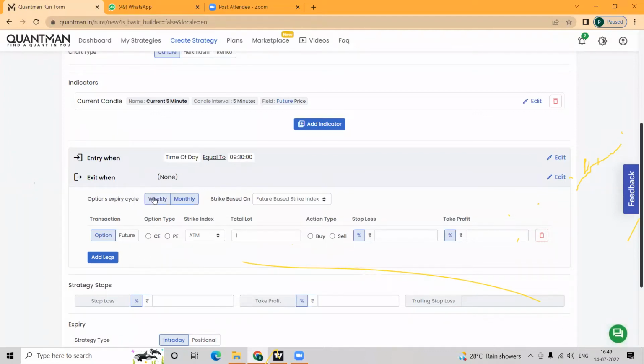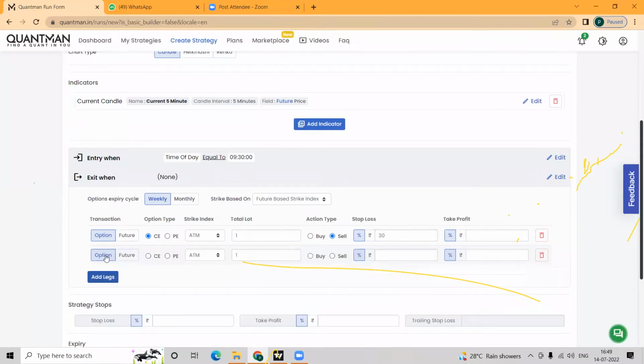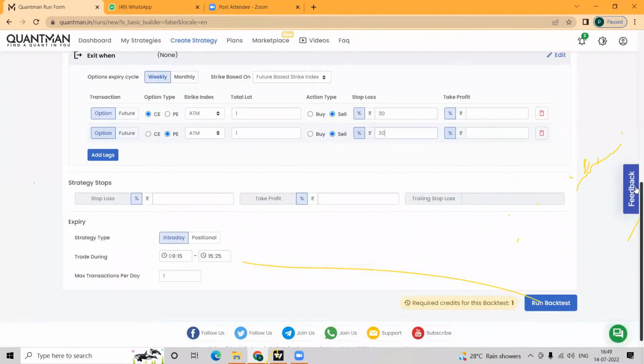For the options expiry cycle, you just click weekly. Options call option, buy or sell: sell. Individual stop loss maybe 30. We will place it. If you can see the add legs button, please click on the add legs button, and also put option, sell, stop loss maybe 30. So I'm going to test the strategy for the past 1 month. If you want a strategy-wise stop loss, you can use combined premium.